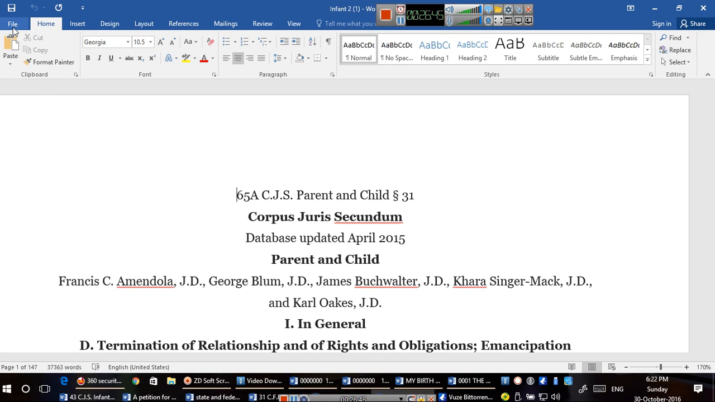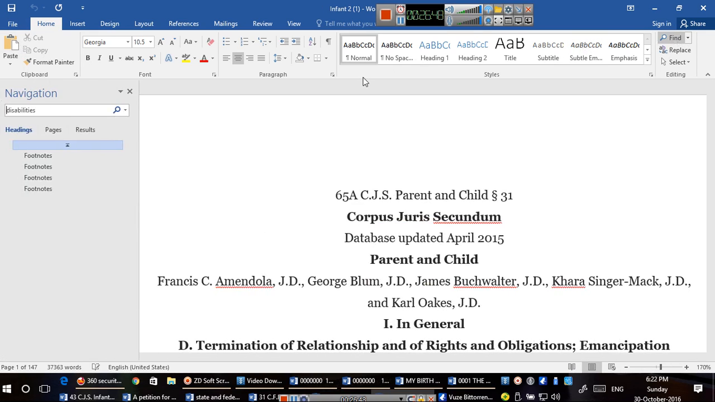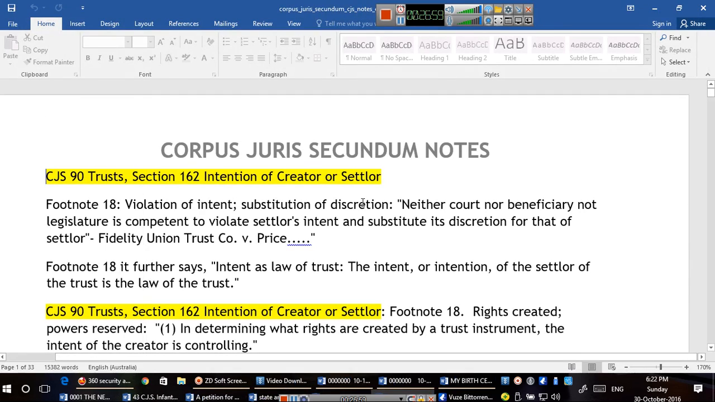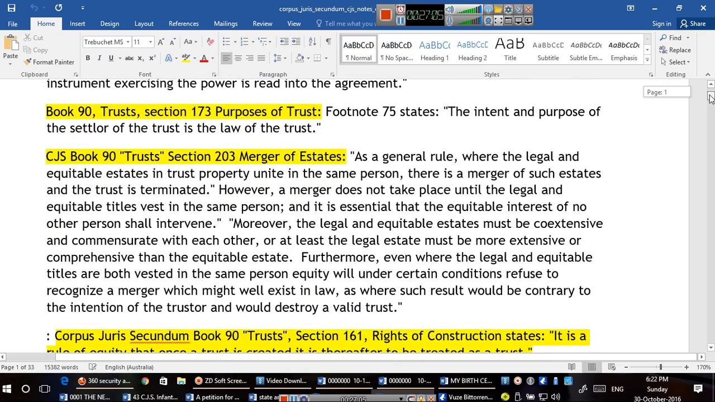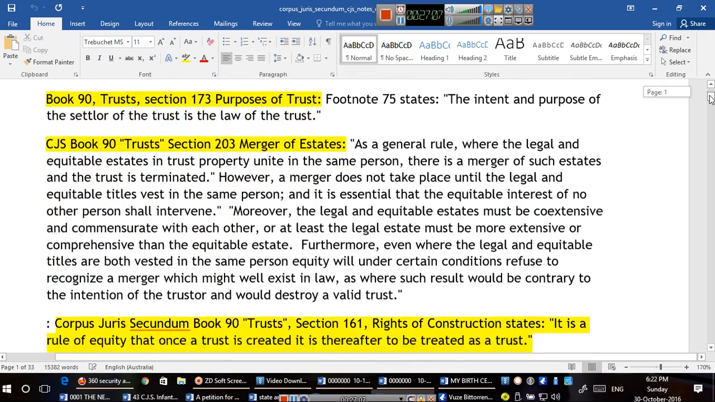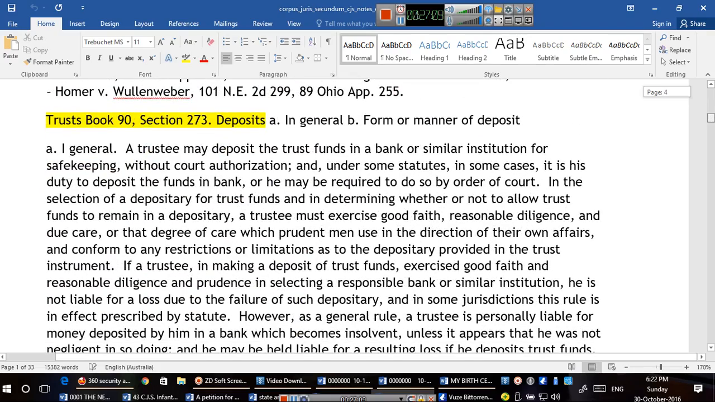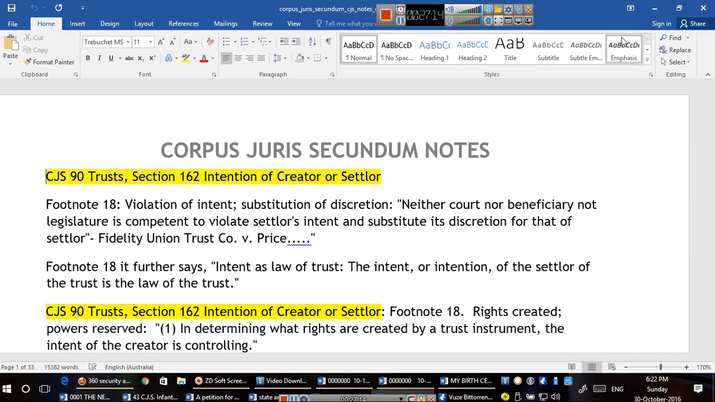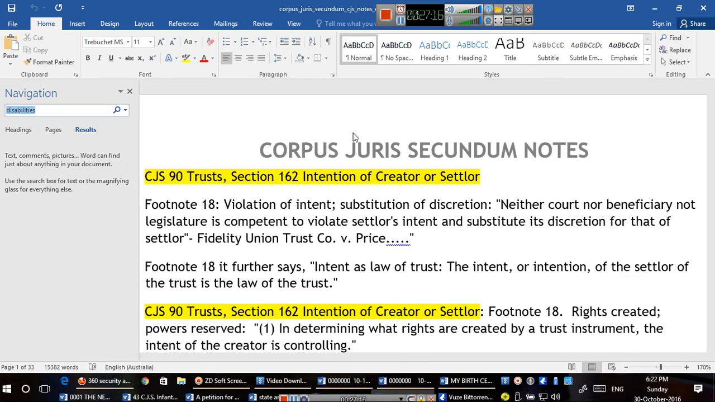So let's try. You got one result. Nah, this ain't gonna be it. This one will take me too far and too long. Trust. I promised somebody I would send this to her. This is the one where it tells you about an attorney and its client. This document is on the site. It's corpus juris secundum notes. You can type it in Google and find it.